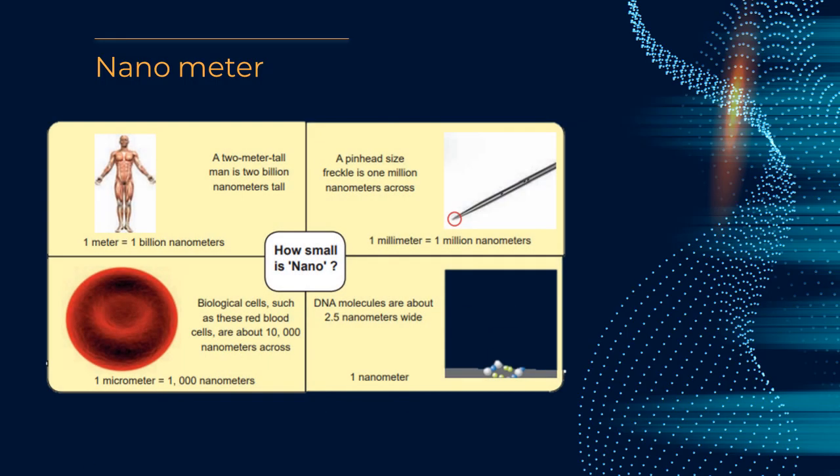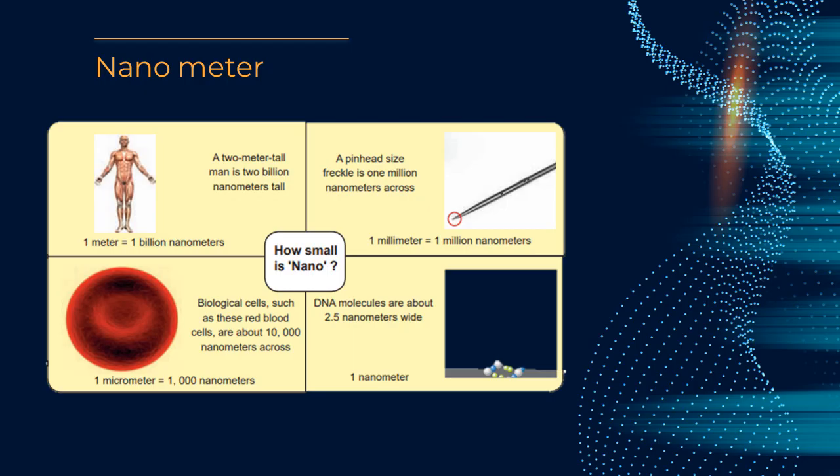Here is the chart to know more about how small is nano. A 2-meter tall man is 2 billion nanometers tall. 1 meter equal to 1 billion nanometers. A pinhead size freckle is 1 million nanometers across. 1 millimeter is equal to 1 million nanometers.